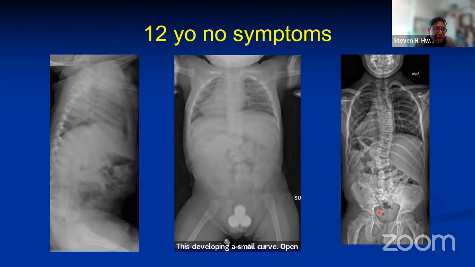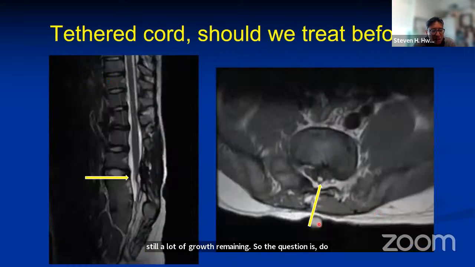So the question is, do you have to? This kid had a low conus, so there's a little fused filum at the bottom here, close to L4, and a fatty filum, so it's thickened. But no obvious symptoms, no pain, no neurologic problems. Urodynamics were normal. And so we're planning to treat the hemivertebrae to prevent it from progressing, given the growth remaining.